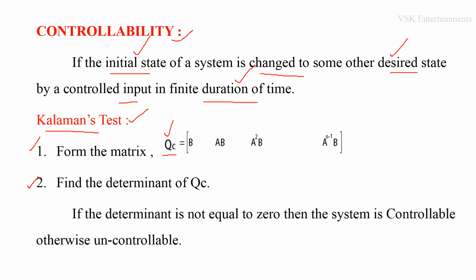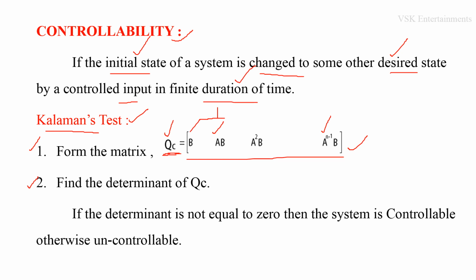In the first step we form the controllability test matrix, using this formula we find QC. Here B is the input matrix and A is the system matrix. These two matrices are obtained from the given state model. Here n is the number of state variables. That is the first step, forming the controllable test matrix.